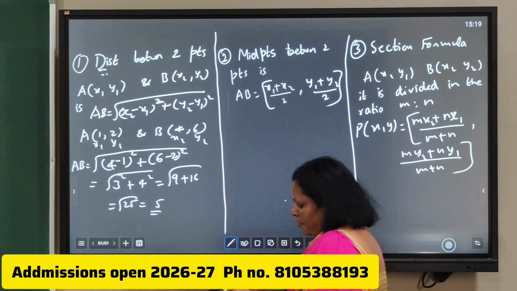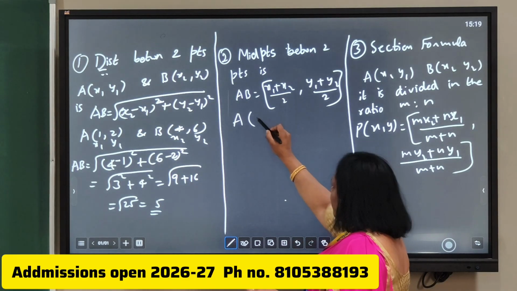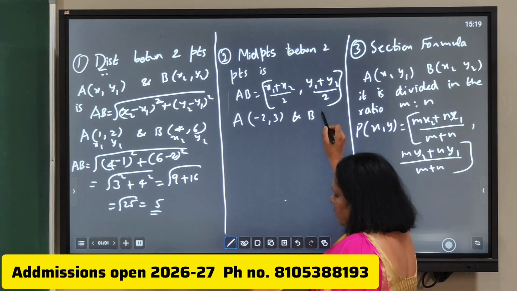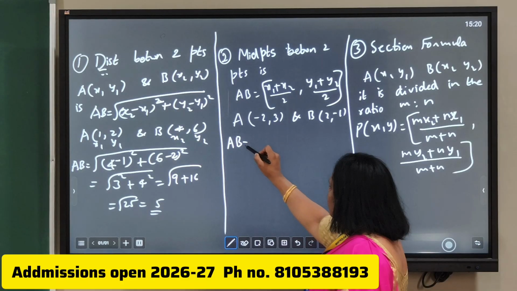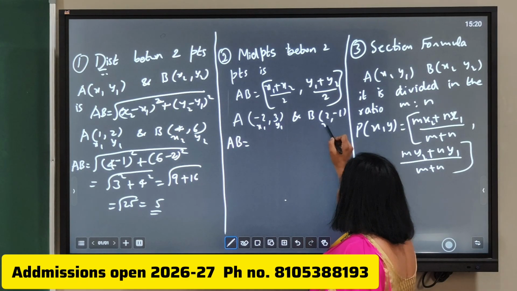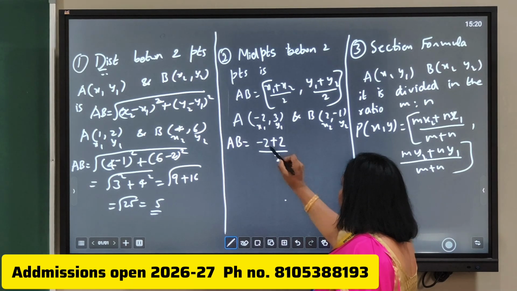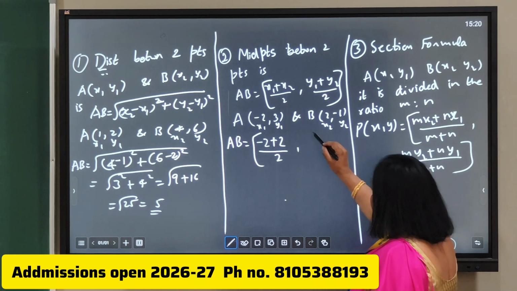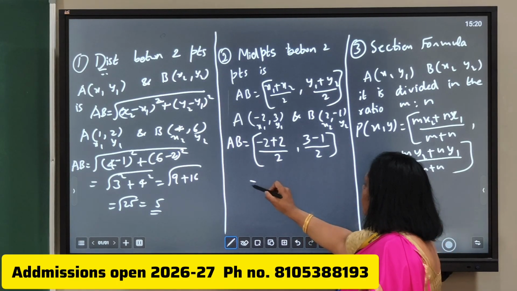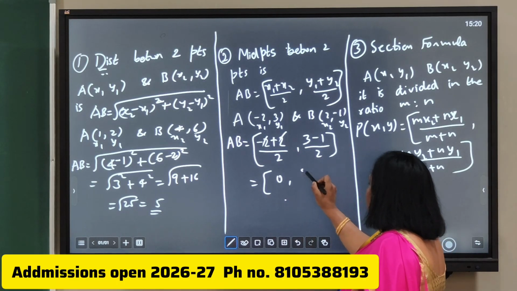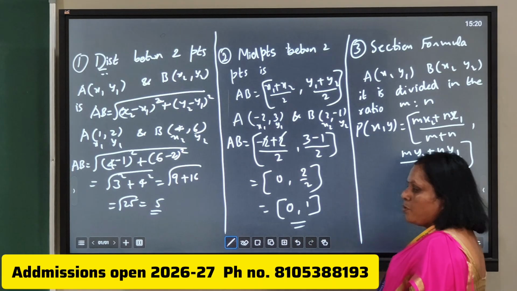Now midpoint, find the coordinates of the midpoints of A minus 2, 3 and B 2, minus 1. The midpoint of these 2 points would be, let us take this as x1, y1, x2 and y2. x1 is minus 2 plus 2 divided by 2, and y1 is 3 minus 1, y2 is minus 1 divided by 2. Minus 2 and plus 2 get cancelled. 0, 2 by 2. This would be 0, 1. This is the midpoint of the 2 given points.